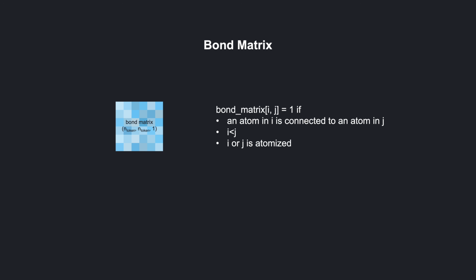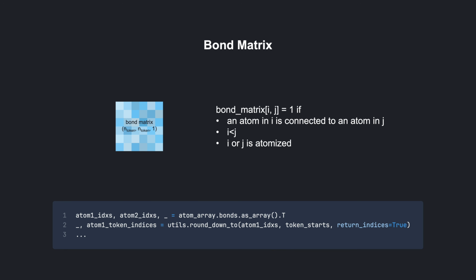AtomWorks already provides the covalent bonds through atomarray.bonds. The only thing we need to do is to go from the atom indices in the AtomWorks array to token indices, which we can do with our by now well-practiced trick of computing the token starts within the atom array, then rounding the atom indices down to them and getting the index of the token they were rounded down to. With that, you know everything you need to implement the feature extraction pipeline yourself.